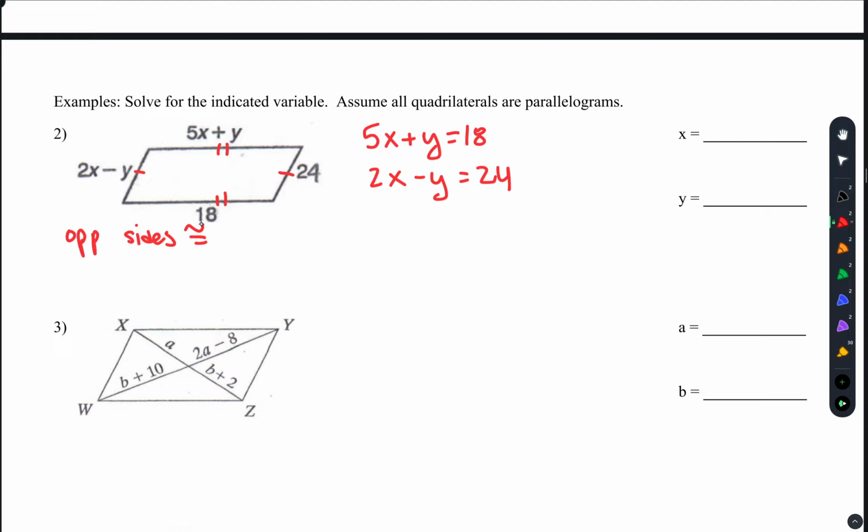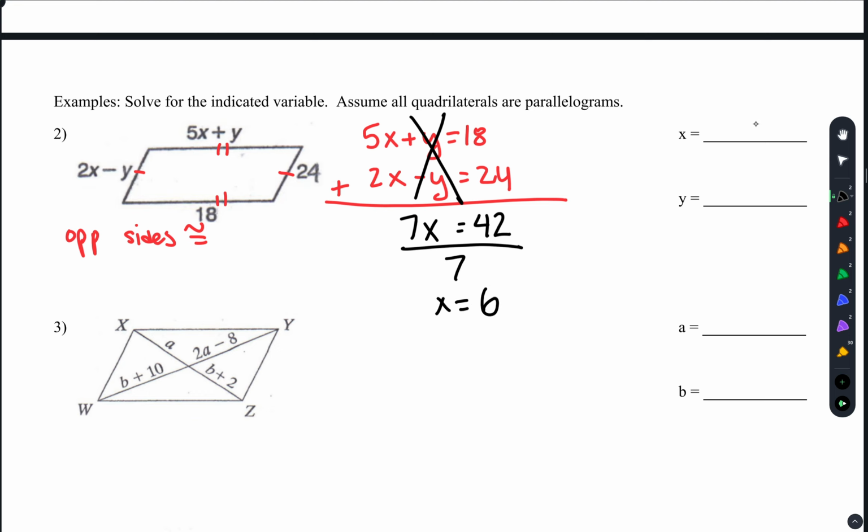And then from here, how do we solve this? Substitution, elimination. Nobody's going to graph. I'm going to do something I rarely do, and I'm actually going to eliminate this just because it's so easy to eliminate. It's almost begging me to eliminate it. I have a y and a negative y. Those cancel each other out. 5x and 2x gives me 7x. 18 and 24 gives me 42. If you do not know what I just did, go ahead and substitute. It's okay. So x equals 6.